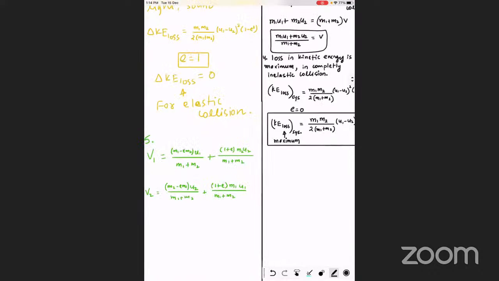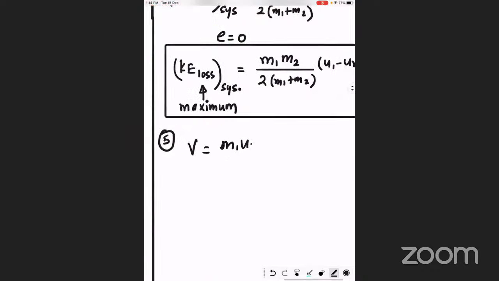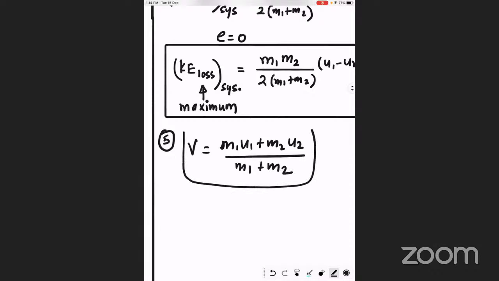Okay, so let's write point 5. Velocity after collision is (m1 u1 + m2 u2) divided by (m1 + m2), and they will move with the common velocity.